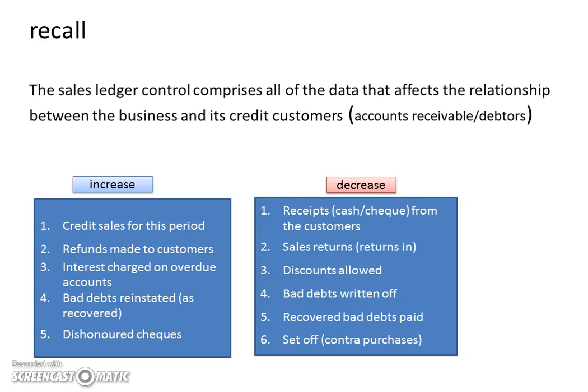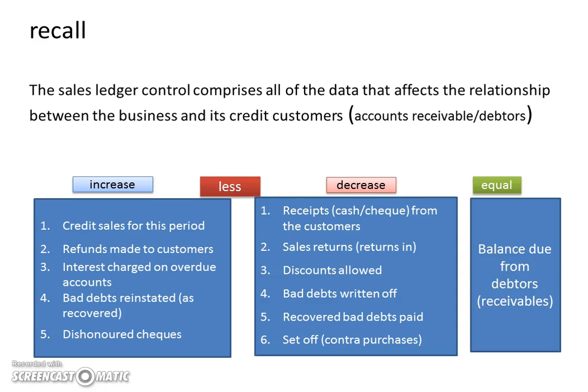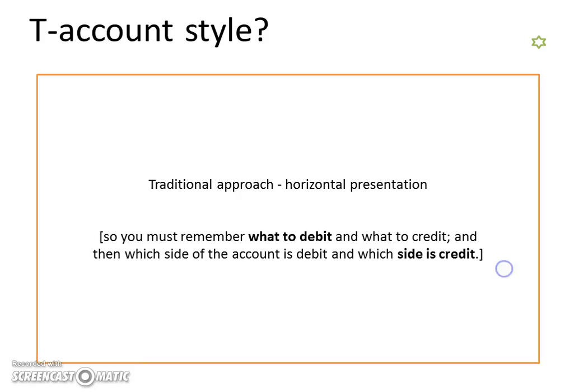Now we know that increase less the decrease will give us, yes, someone tell me, will give us what? Yes, it will give us the balance due from the debtors at the end of the period. So let's tackle the question. So I'm going to show you two ways to do this question. One is the traditional approach, we call it horizontal presentation.